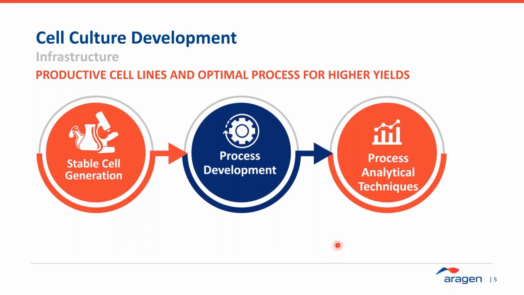Achieving higher yield requires productive cell line and optimal process conditions, including upstream and downstream processes. We also leverage analytical techniques for monitoring and controlling the process. I'm going to expand further on the workflow of generating stable cell line in the next slide.